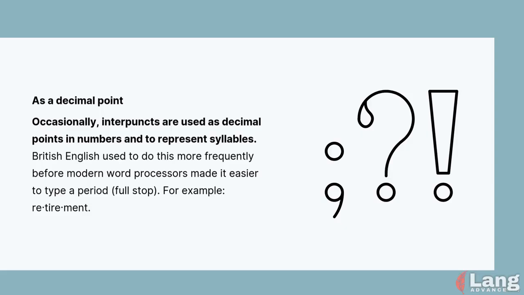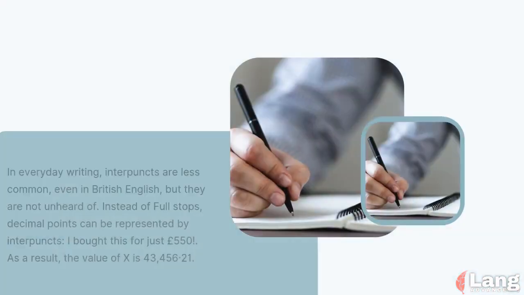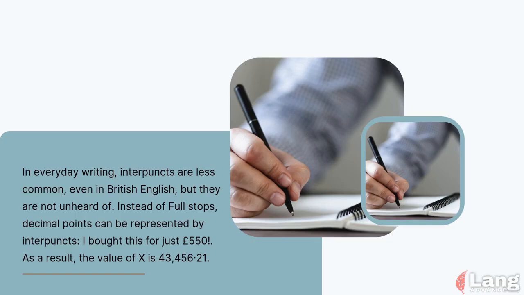As a decimal point. Occasionally, interpuncts are used as decimal points in numbers and to represent syllables. British English used to do this more frequently before modern word processors made it easier to type a period, full stop. For example, re·tire·ment, retirement. In everyday writing, interpuncts are less common, even in British English, but they are not unheard of.